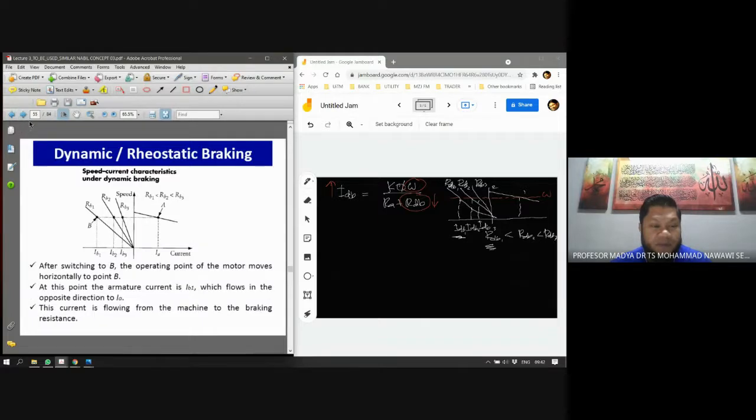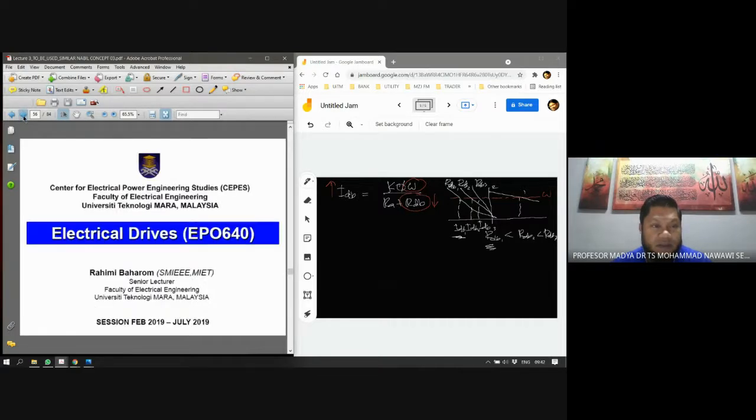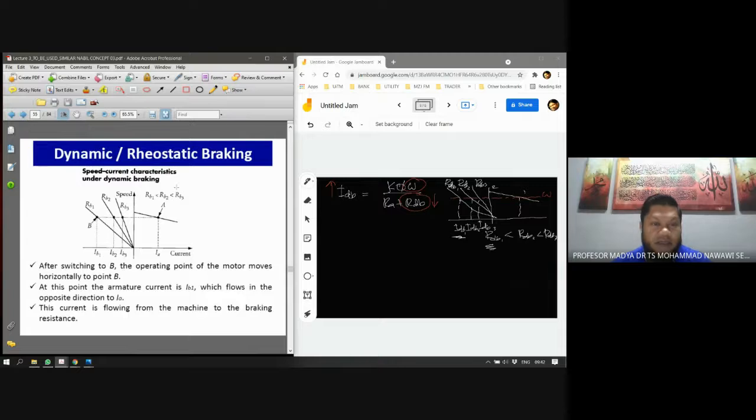Understand that? You can read that. This current is flowing from the machine to the braking resistance. And that's it. That explains the dynamic braking. Again, I'm going to show you one of the examples.